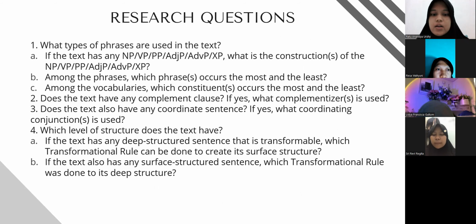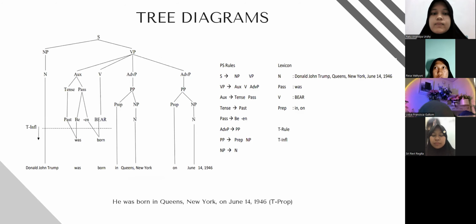Does the text have any complement clause? Does the text also have any coordinate sentence? Which level of structure does the text have? If the text has any deep structure or surface structure, what transformational rule can be done to create its surface structure or deep structure?